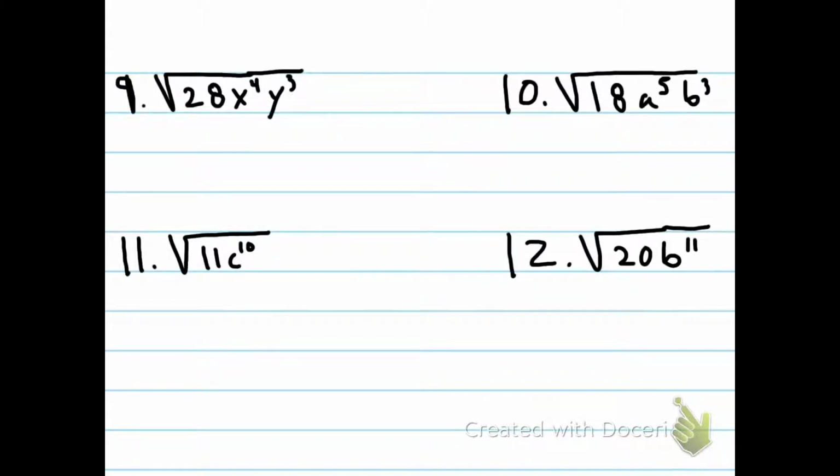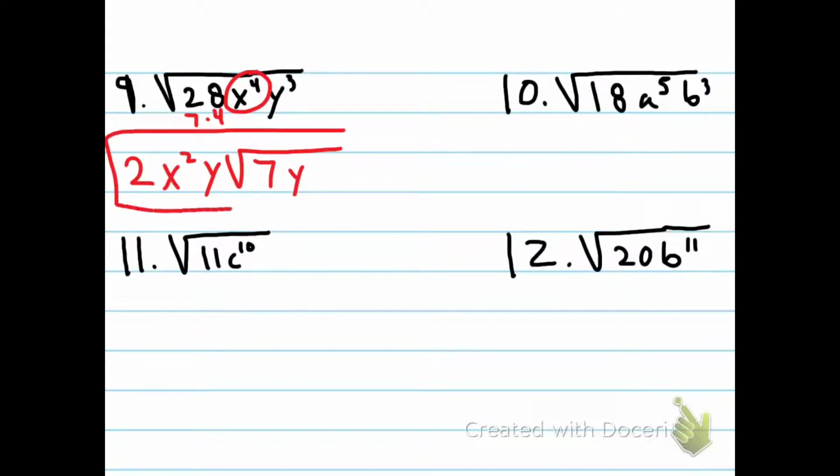So the factors are 7 and 4, and the square root of 4 is 2. And then there are 4 x's, so x squared is on the outside. And then y is also on the outside. So 7y is on the inside, so your answer is 2x squared y root 7.